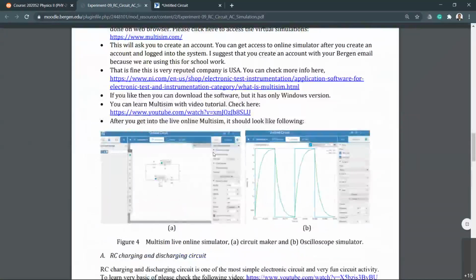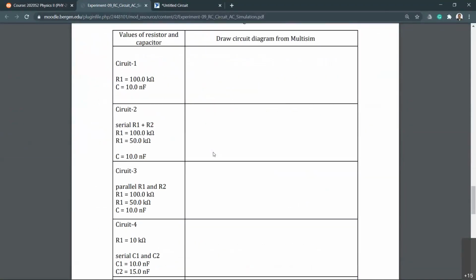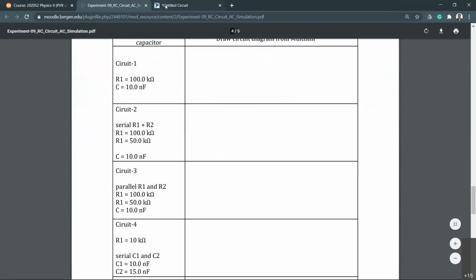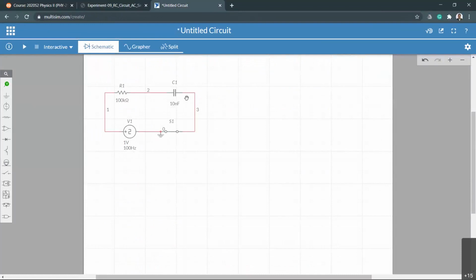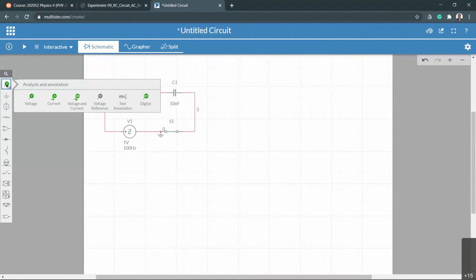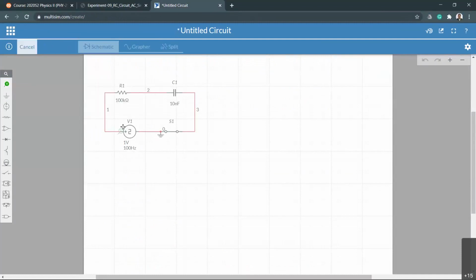If you go to table number 1, that is what we are working on here. So circuit number 1: R1 is 100 kilo ohms, C is 10 nanofarad. Okay, we have the circuit properly. You have to measure the input voltage, which means I need an input voltage sensor somewhere here on the positive side of the given voltage.